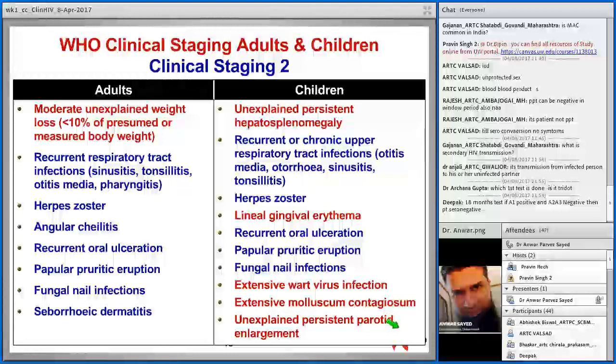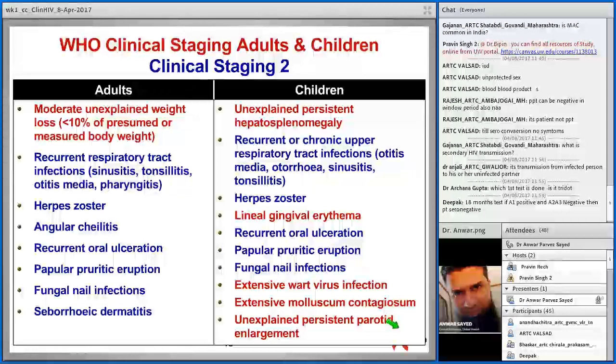There are painless enlarged lymph nodes more than 1 centimeter in size, in 2 or more non-contiguous sites, that is excluding the inguinal area, in the absence of any other cause, and persisting for more than 3 months. So more than 1 centimeter, involving 2 or more non-contiguous sites, and persisting for more than 3 months is called PGL. If a person is asymptomatic or having PGL, the person will be staged in WHO clinical stage 1, which is the same for adult and pediatric.